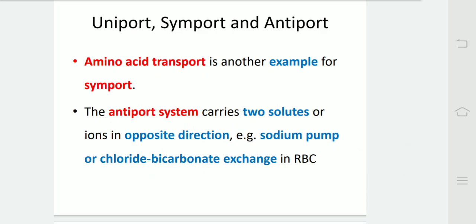The antiport system carries two solutes or ions in opposite directions. Example, the sodium pump or chloride bicarbonate exchange in RBCs.